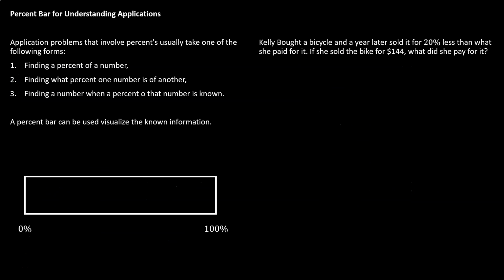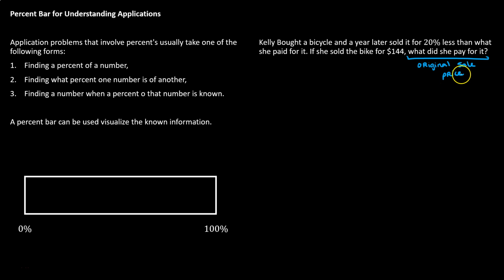This problem says Kelly bought a bicycle and a year later sold it for 20% less than what she paid for it. She sold the bike for $144. What did she pay for it? Now, one thing that we have to recognize is that we're looking for the original price of the bike. We're not looking for how much this other person bought the bike for. We want to know, how much did Kelly pay when she bought the bike?